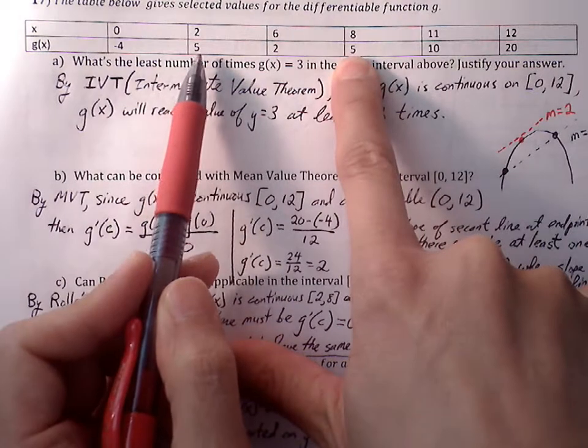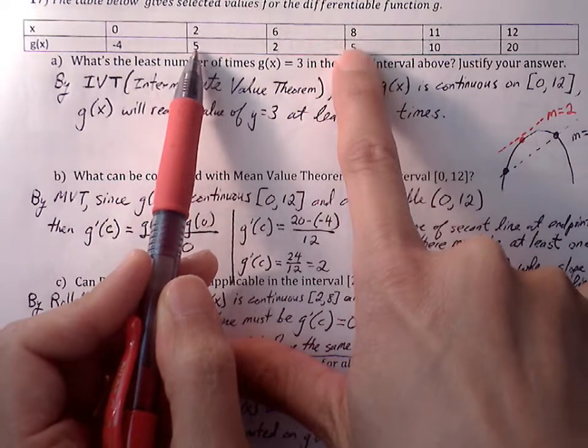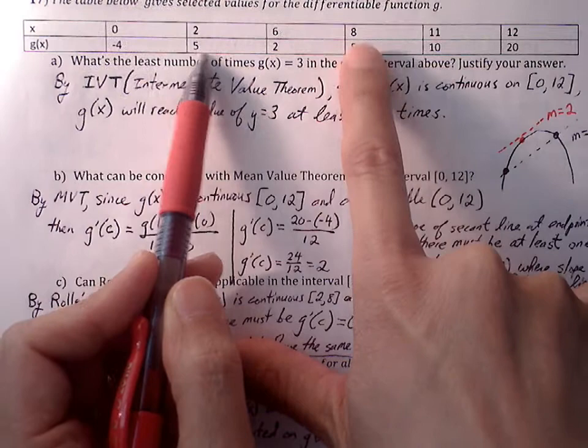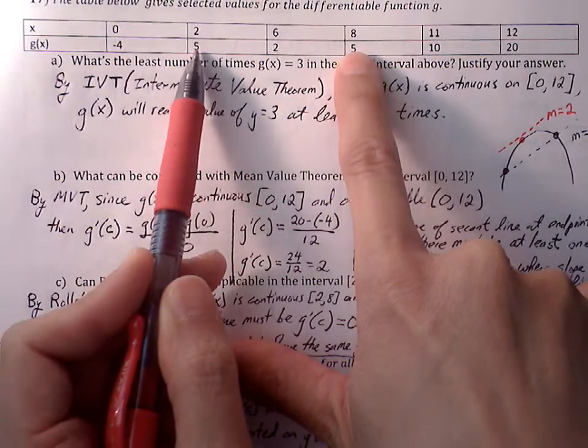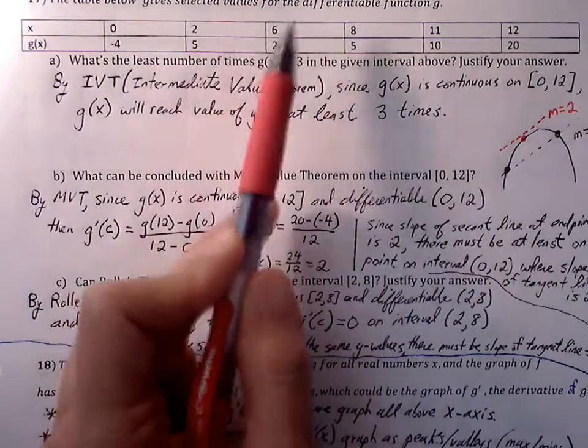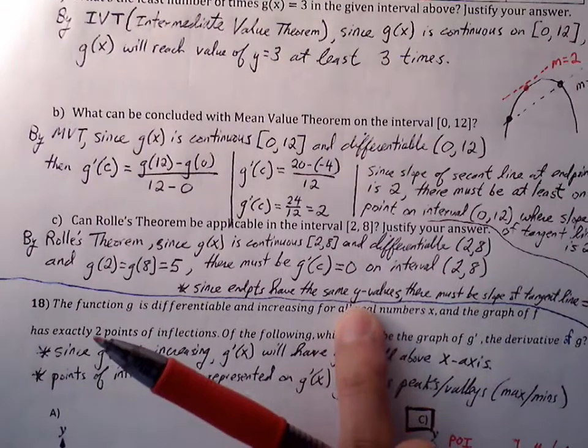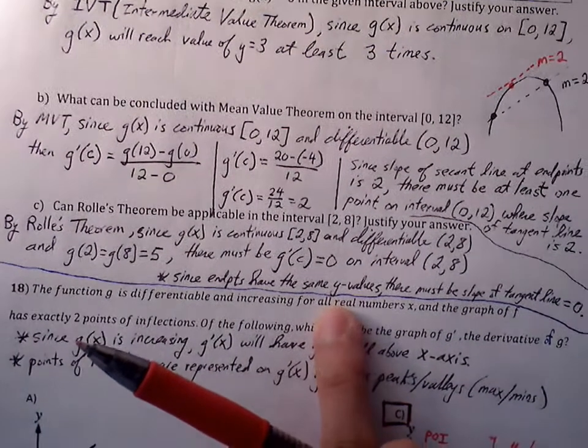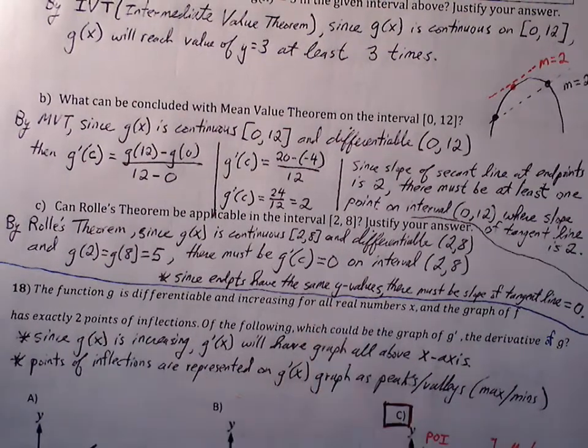They both share the same y value of 5, which means that if we connect the two points from one to the other, it's going to be a horizontal line. And because of that horizontal line, we know there's going to be another slope of 0 somewhere between 2 and 8. Okay, since the endpoints have the same y value, there must be a tangent line with a slope that's also equal to 0.